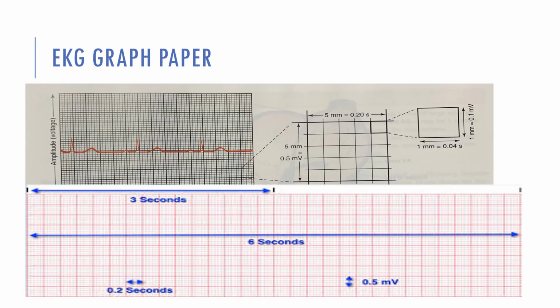Here is what an EKG graph paper looks like. Just wanted to give y'all some information about what exactly you're looking at whenever we first come into class and start looking at these. You're going to see the different breakdown of your times. So you have a 3-second strip and a 6-second strip. These are not very long. You only have 3 to 6 seconds, and each little box over here you can see is 0.04 seconds.